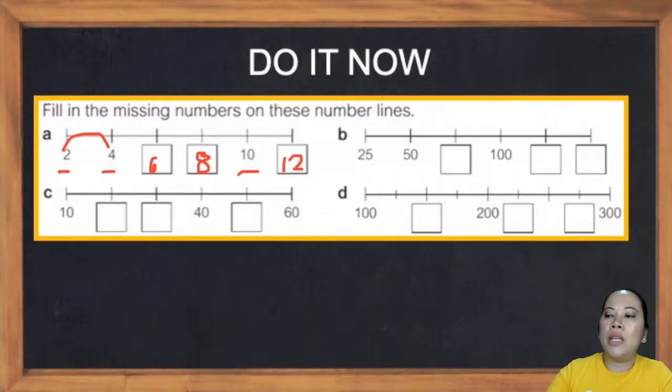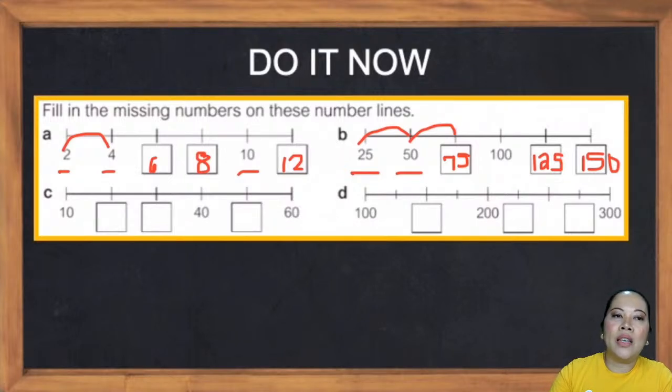Now for letter B, the first thing that you have to see is what is the value being added to 25 to get 50. So from 25 to get 50, you actually added 25. So plus 25, this will be 75, and then plus 25 is 100, plus 25 will be 125, and then plus 25 will be 150. Okay, so that will be your missing number.